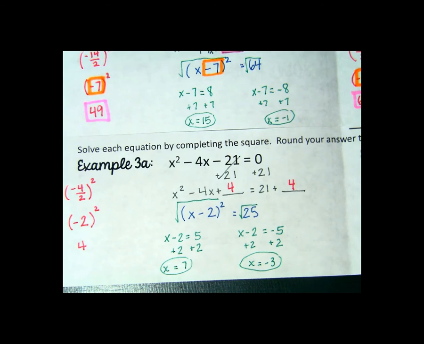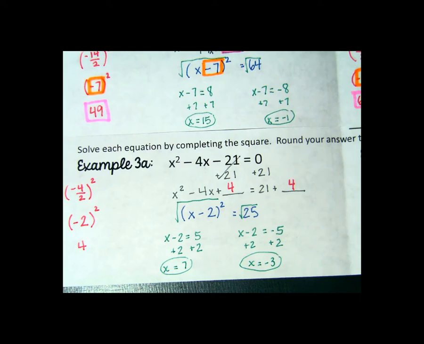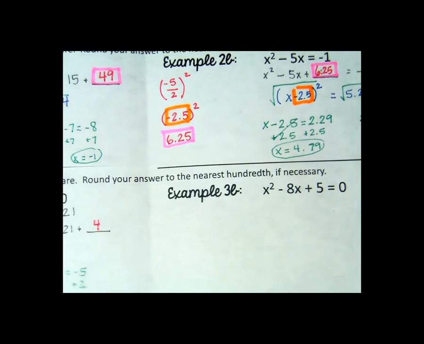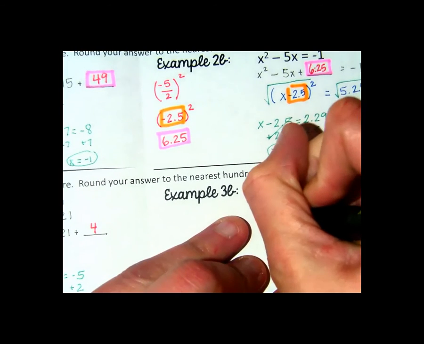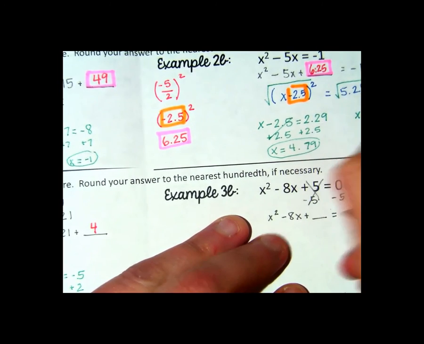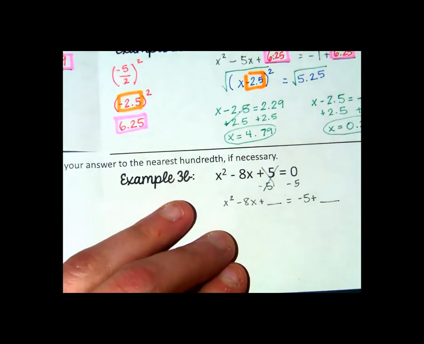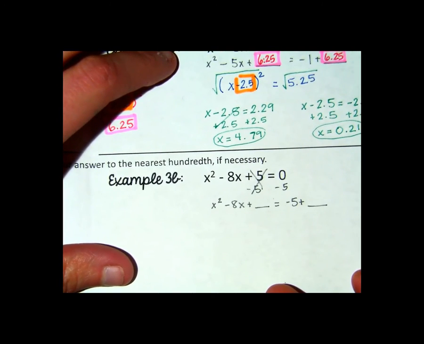Do example 3b. What do you need to do on example 3b first? Subtract 5. I'm leaving 3a up there in case you need it. I'm going to stop in a minute. Okay. Example 3b. What is the first thing you did? Subtract 5. X squared minus 8x plus a blank equals what? Negative 5 plus a blank. Now, do you need the blanks? Not necessarily. The reason I do them is so I don't forget that something goes there.